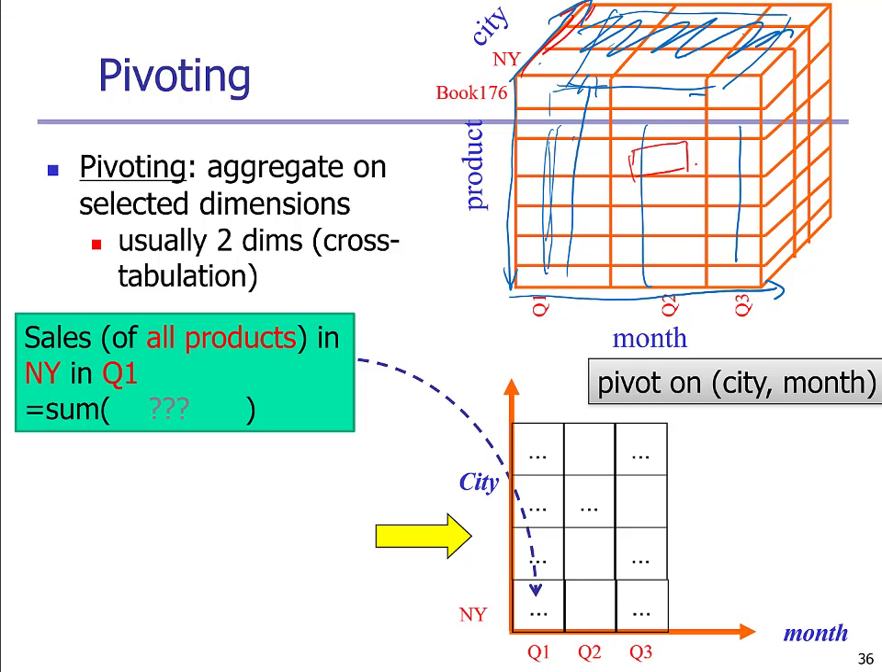So if we do this pivot on city and month, we will have a 2-dimensional data cube like this, and this is how we get the number for each cell. If we want to have the sum, for example, the total sales, then it's the sales of all products in New York, because in the city dimension it's New York, and in the month dimension, the corresponding value is Q1. So New York and Q1. So this is the first type of pivoting.